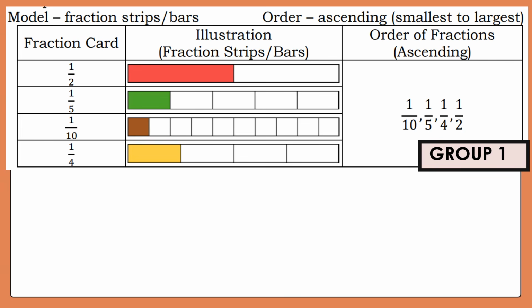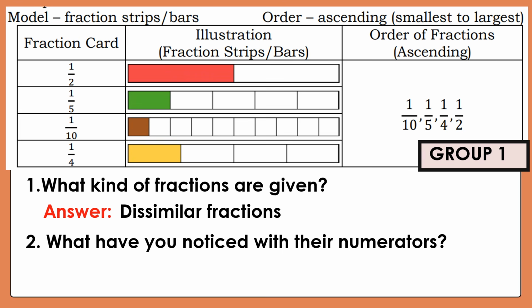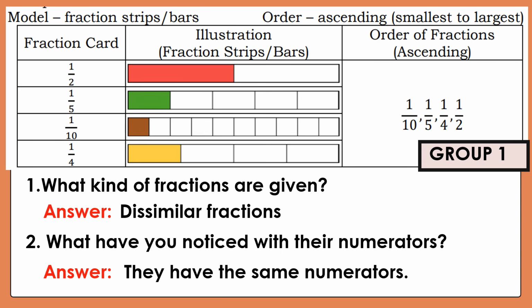Group 1. Fraction cards 1/2, 1/5, 1/10, and 1/4. Order ascending, smallest to largest. Here are the questions. Number 1. What kind of fractions are given? The answer, dissimilar fractions. Number 2. What have you noticed with their numerators? The answer, they have the same numerators.